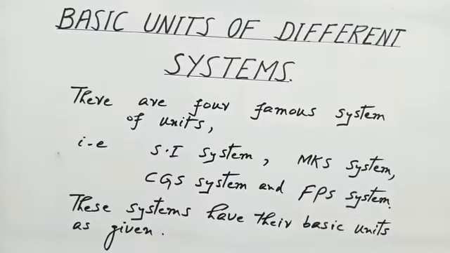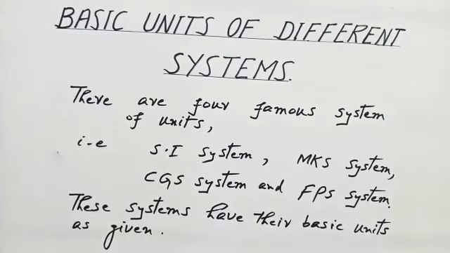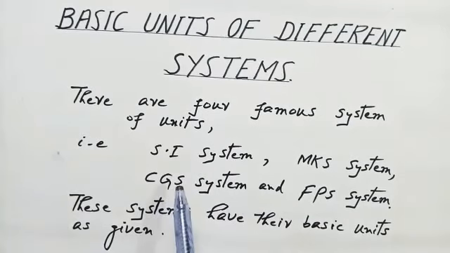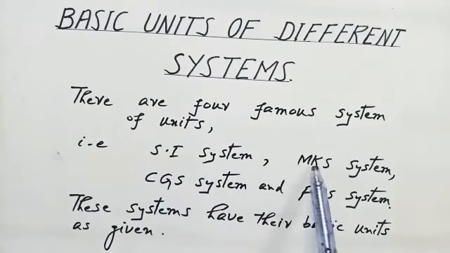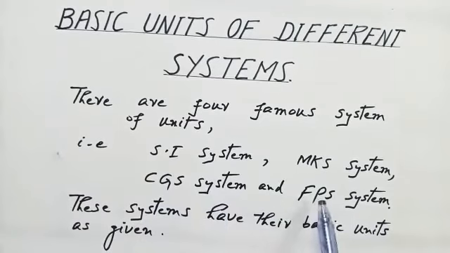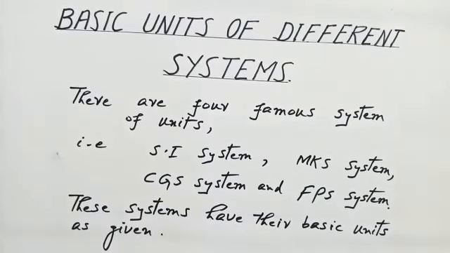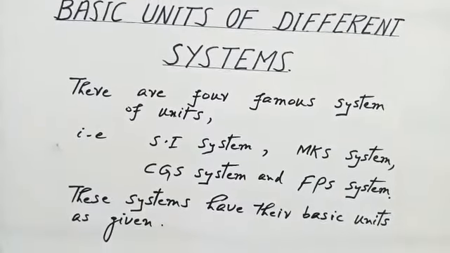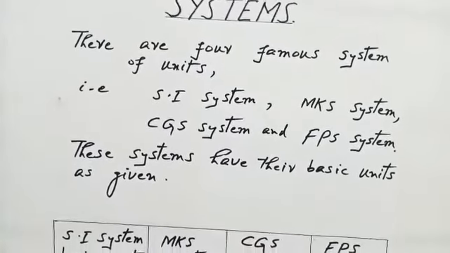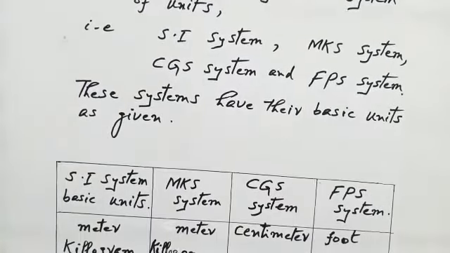Now we are going to discuss the basic units of different systems. For example, we have four popular systems, that is SI system, MKS system, CGS system, FPS system. We are going to discuss their basic units. Here is given a chart of the basic units of all these four systems.